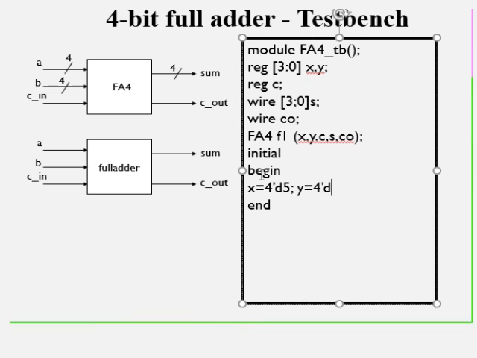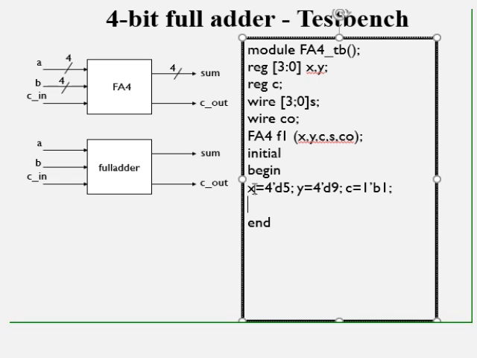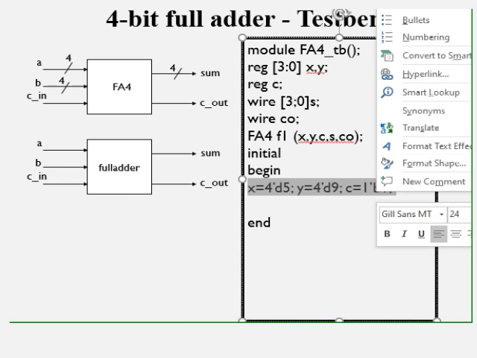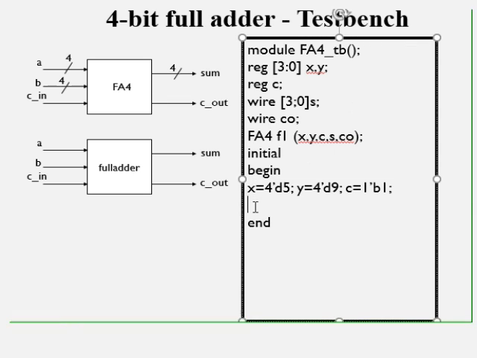4 tick D 9, and the input carry, which is given as C here, I will give it as 1 tick B 1. Okay, so input carry is 1. So the first number is 5, the second number is 9, and input carry I have given as 1. Likewise, I can give some other set of numbers randomly.